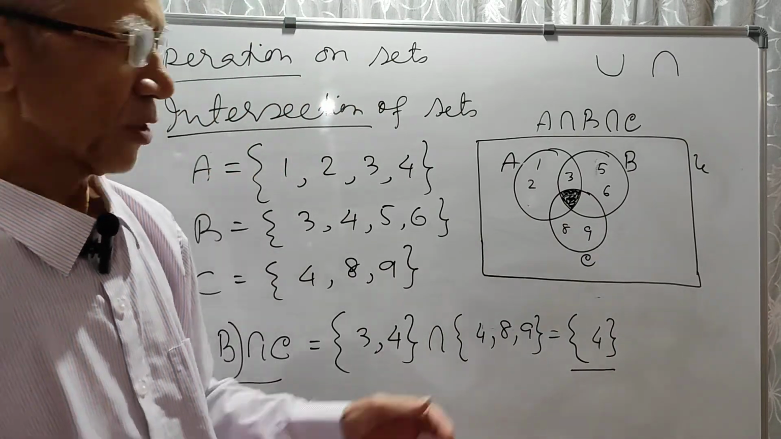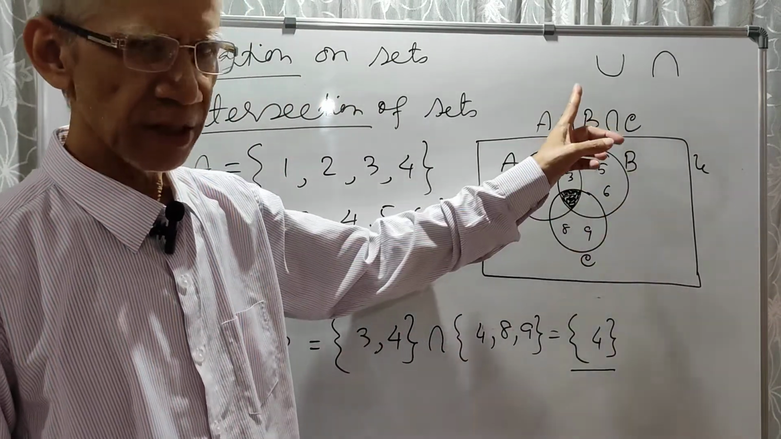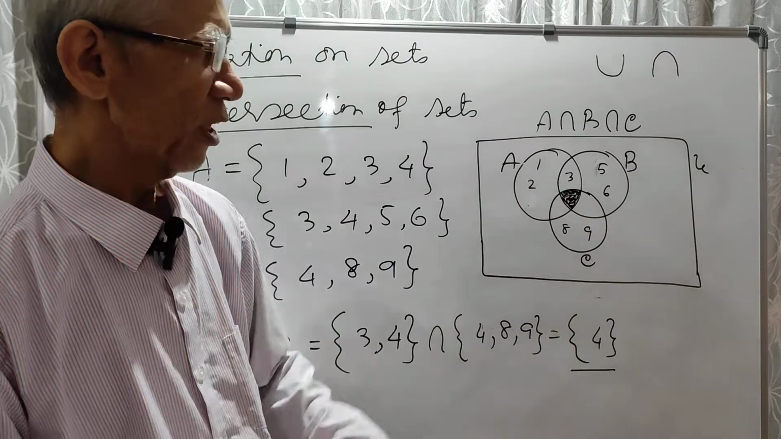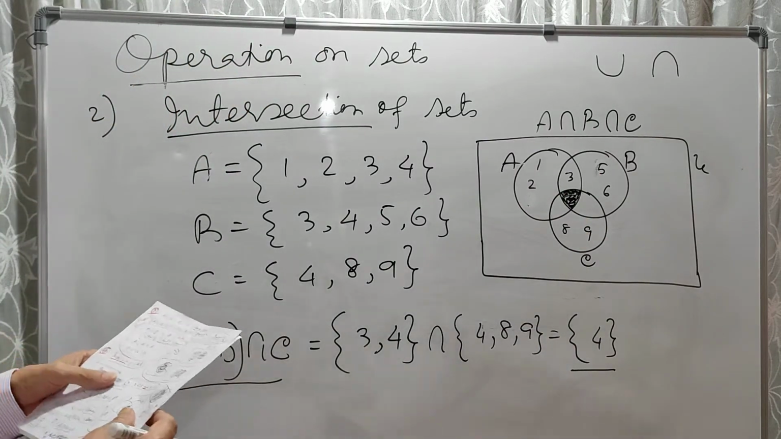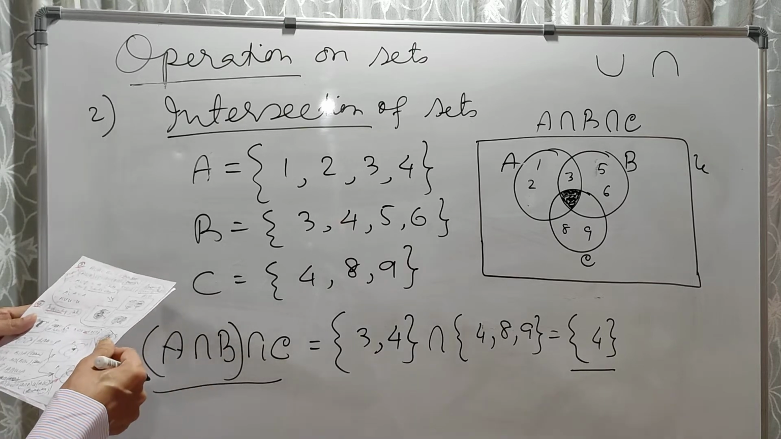Suppose in the question you are asked, show by shading A intersection B intersection C. Then this is the shaded part. That is the answer. All right.